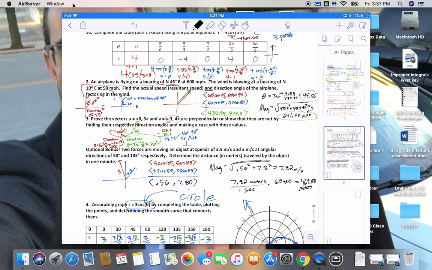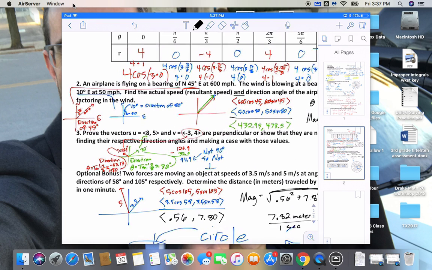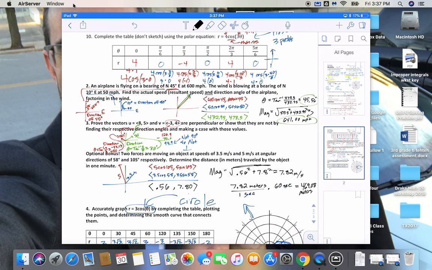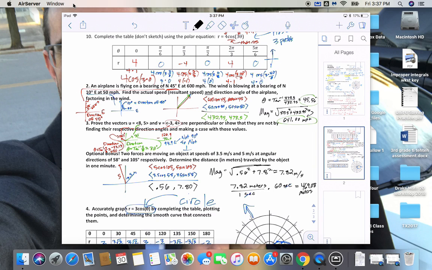Last piece of the puzzle here, I'm going to do the vector stuff. I'm just going to walk you through the work I did on the second page of that review. And here's the airplane one. Let's break it down into chunks here.